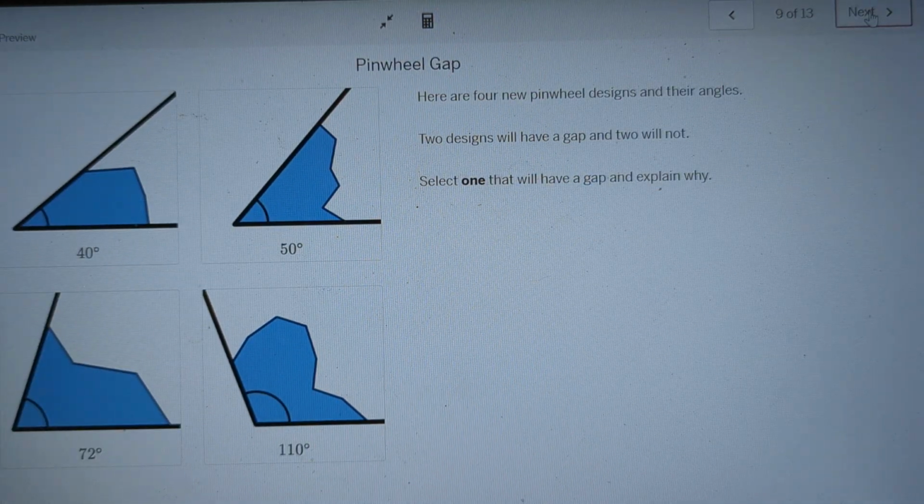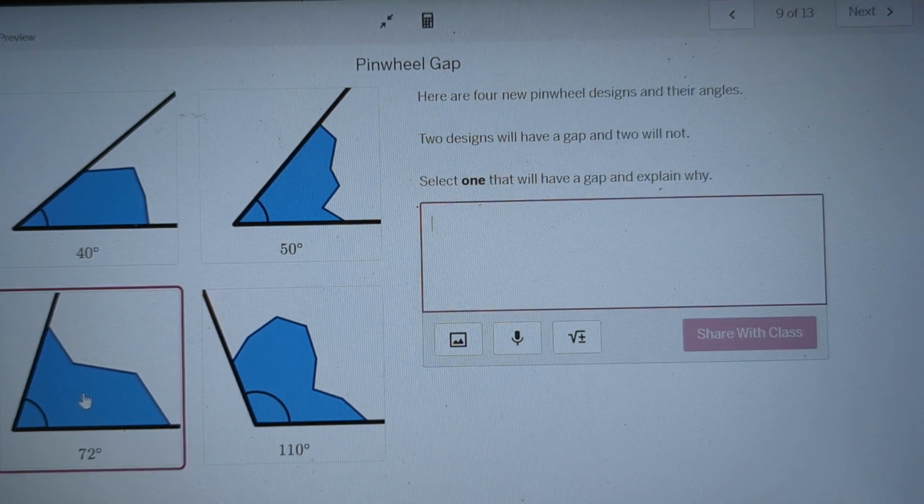Now, here are 4 new pinwheel designs and their angles. 2 designs will have a gap and 2 will not. Select one that will have a gap and explain why. Well, we already know that this one will have the gap because, no, it won't, because that was the one we got before.